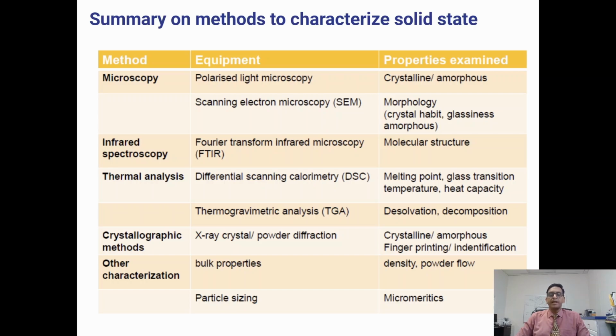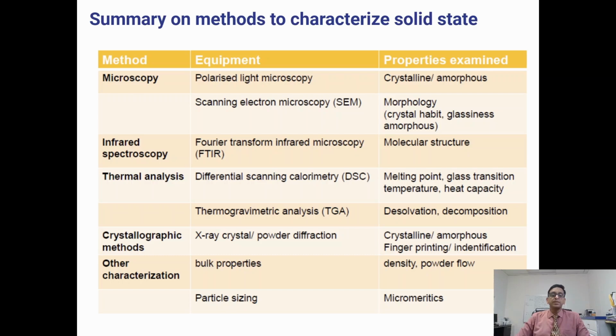Similarly, with thermogravimetric analysis, TGA, we analyze the drug substance or new chemical entity under desolvation or decomposition. Another method is the crystallographic method, where XRD, X-ray crystal or powder diffraction techniques, are used. With XRD equipment, we can characterize crystallinity and amorphous form, and fingerprint identification can also be carried out by using crystallographic methods.